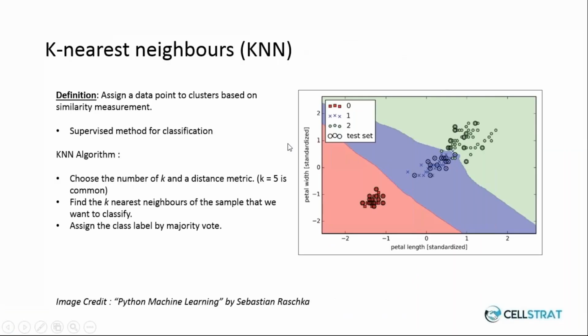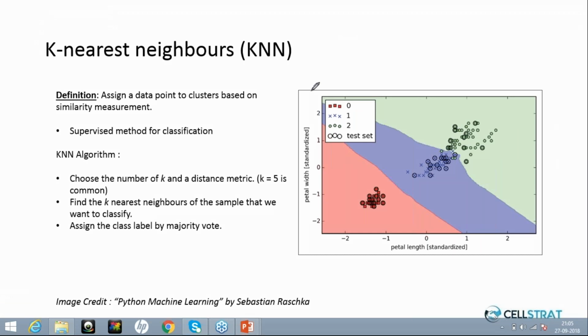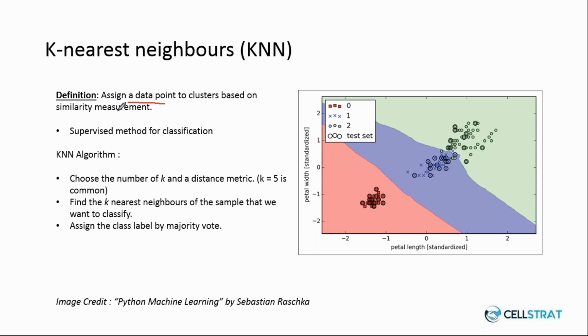Now let me come to the second algorithm for today, which we refer to as k nearest neighbors. That is the second major and most popular classification technique. We call it KNN, or k nearest neighbor. Here, what we do is assign a data point to clusters based on a similarity measurement. Let me show on the next slide how this works, so that will make it clear.